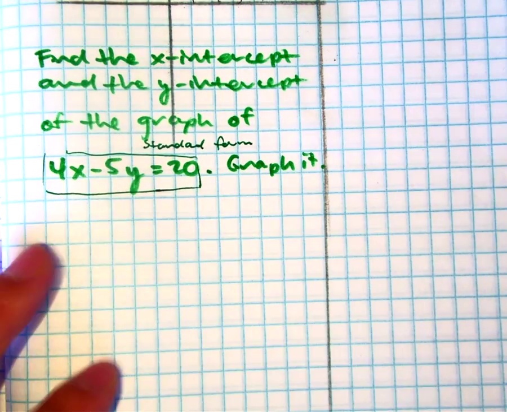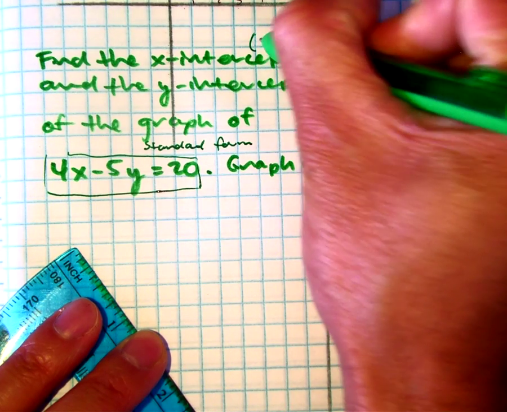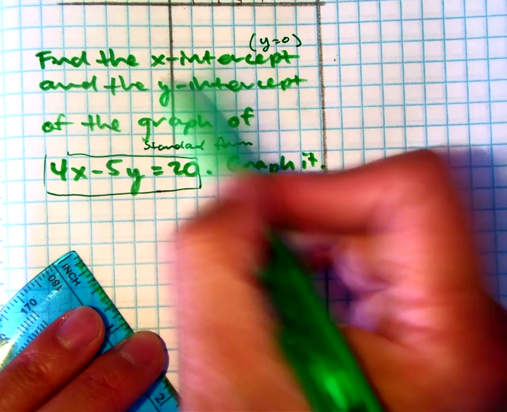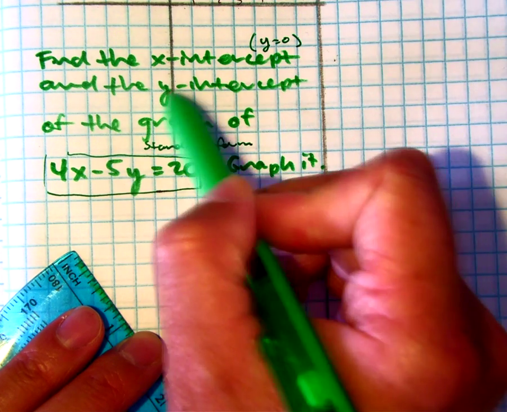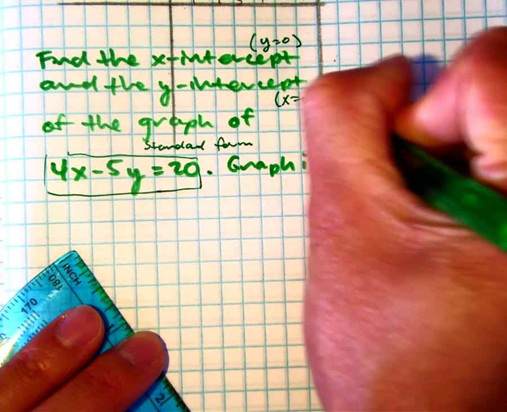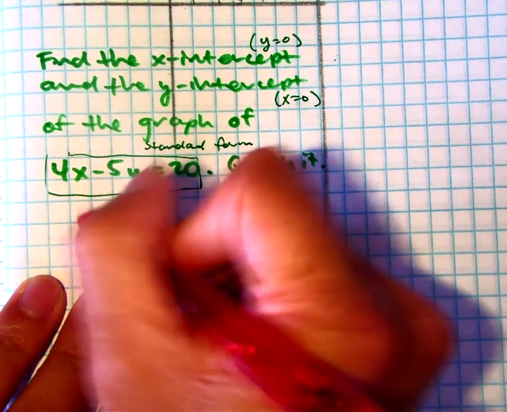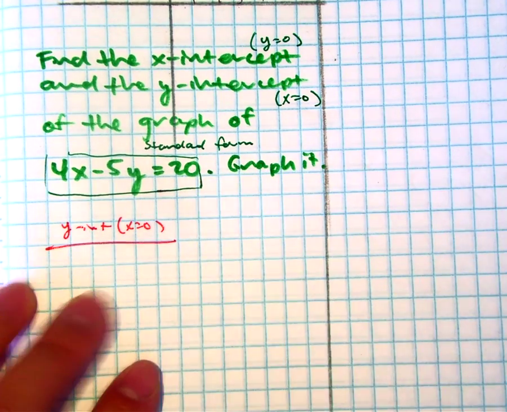Well, how do you find x and y intercepts? To find an x-intercept, you're going to make y equal 0. To find the y-intercept, you're going to make x equal 0. And I'll explain why in a second. So y-intercept, make x equal 0. Let's go ahead and do that.